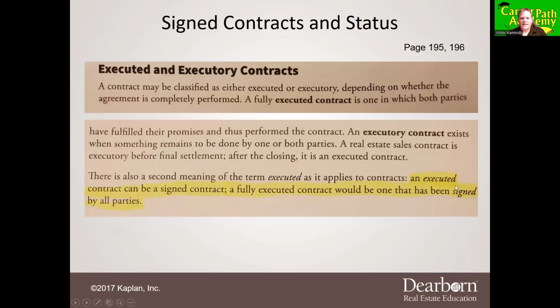So let's highlight: an executed contract can be a signed contract. A fully executed contract would be one that had been signed by all parties. That's on page 196, second paragraph.